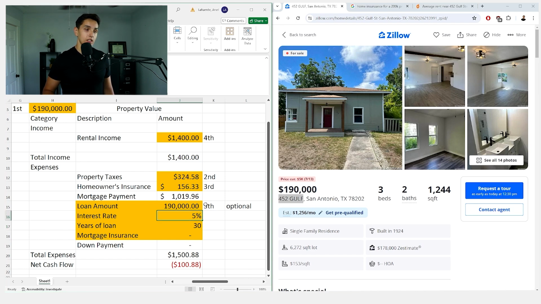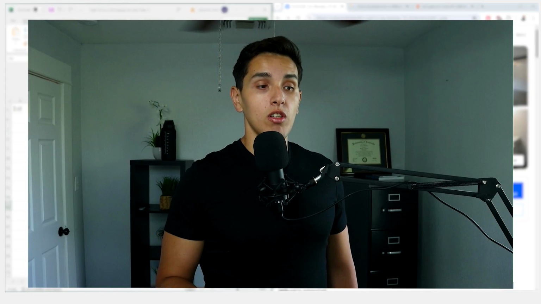Now let's check this out. What happens if it goes down to 3%? Now we're at a positive cash flow of $118. What happens if it's at 2%? Great. Now we're at a cash flow positive of $216. Now keep in mind, this is with the original loan amount being $190,000.